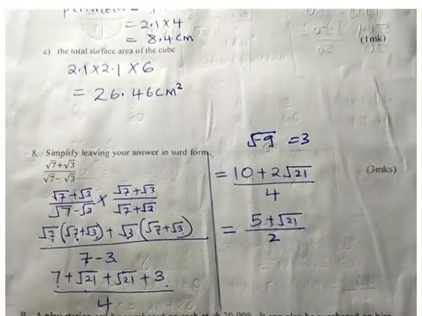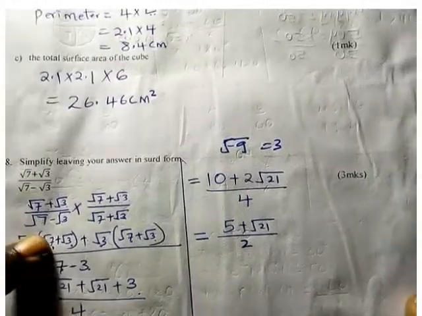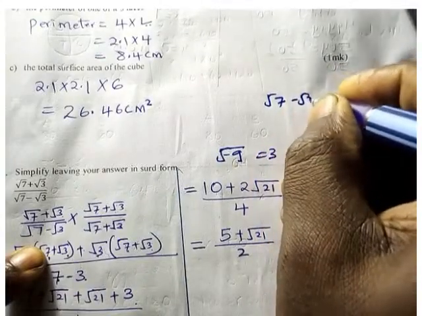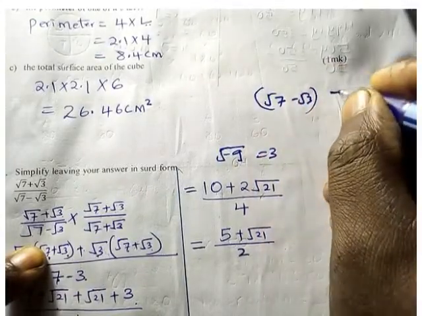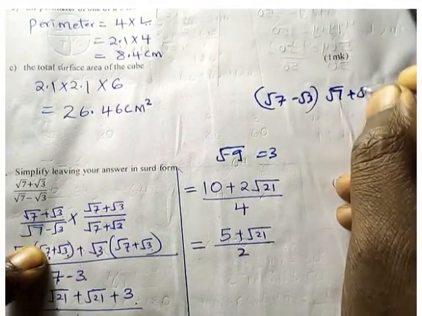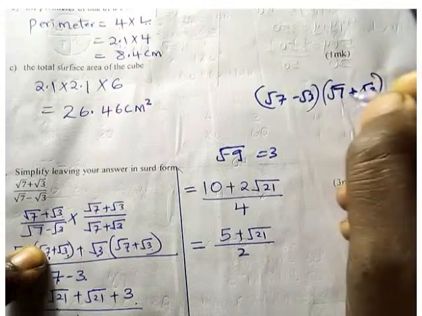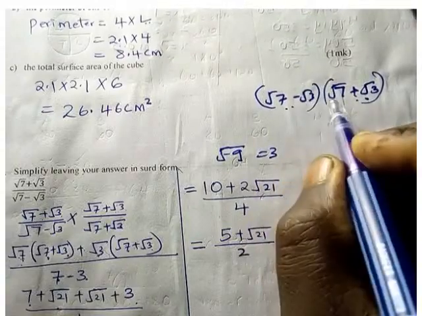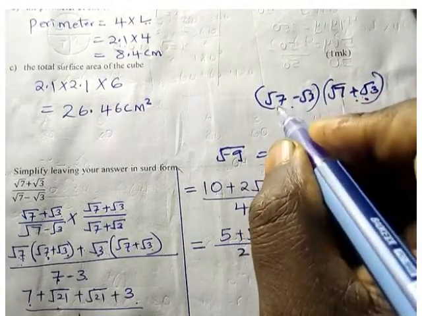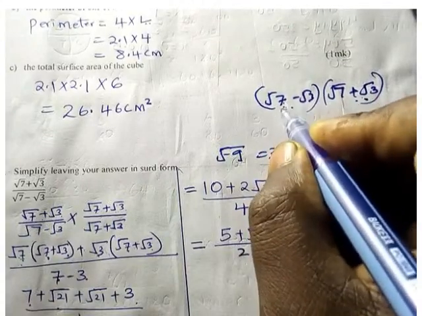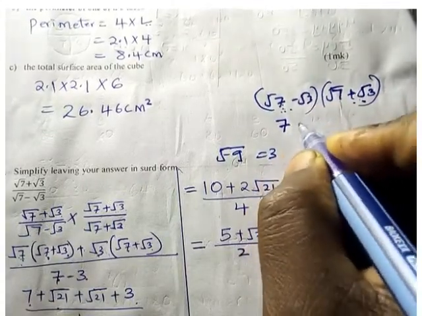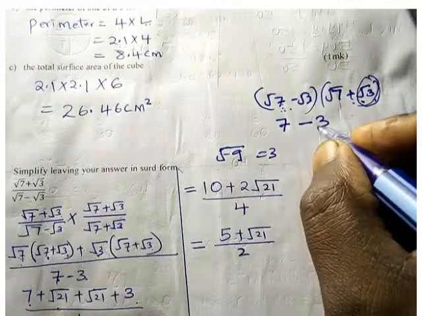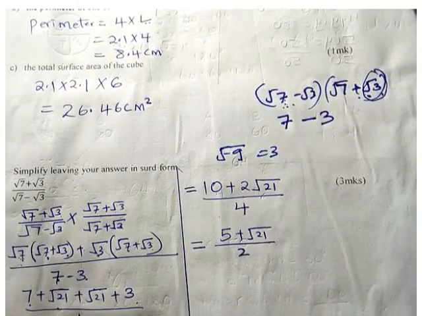So let me show you the way you work out the denominator. Here in the denominator we have root 7 minus root 3, and then we have root 7 plus root 3. You see, this is a difference of two squares. It is always a difference of two squares. So you just pick the first number, which is 7, and then you subtract the last number, which is 3. Right? It is a difference of two squares.